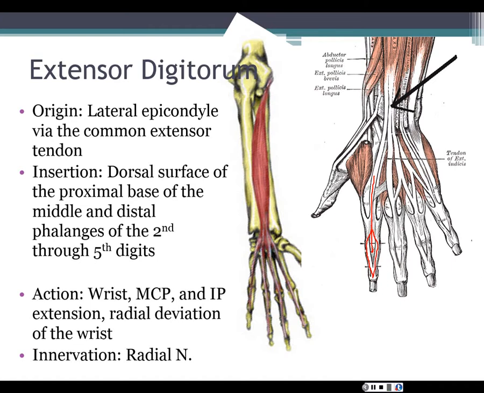So where on the flexor side it took 2 muscles to flex all the joints, in the extensor group it's only going to take 1 muscle with a relatively complex insertion to extend all the joints. So all this working together, the digitorum will extend the wrist, extend the metacarpophalangeal joints, and extend each of the individual interphalangeal joints, both proximal and distal.